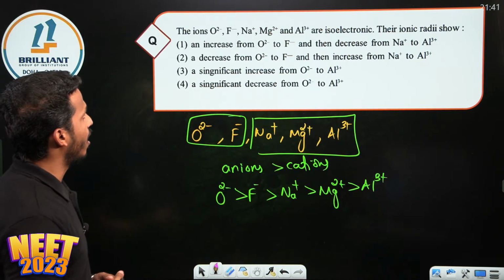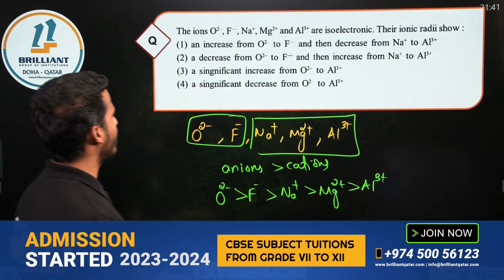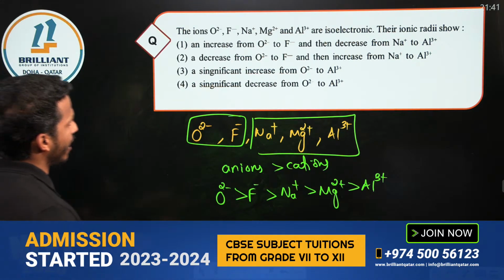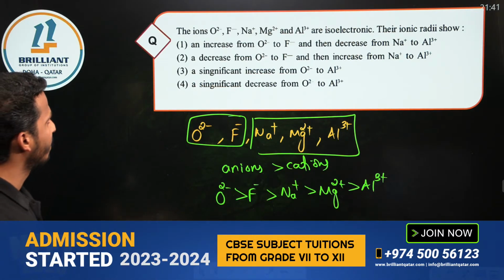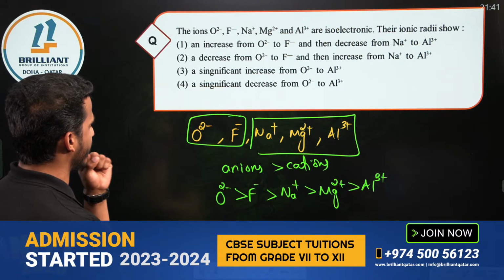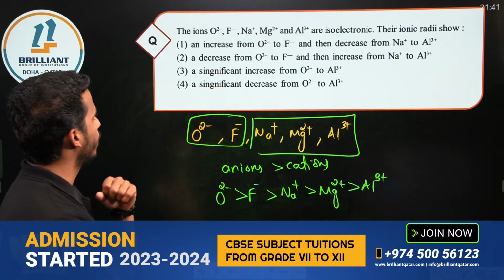So which one is correct, dear all? Their ionic radii show... Can you say an answer based on this data, dear all? An increase from O2 minus to F minus? No. From O2 minus to F minus, there is a decrease.